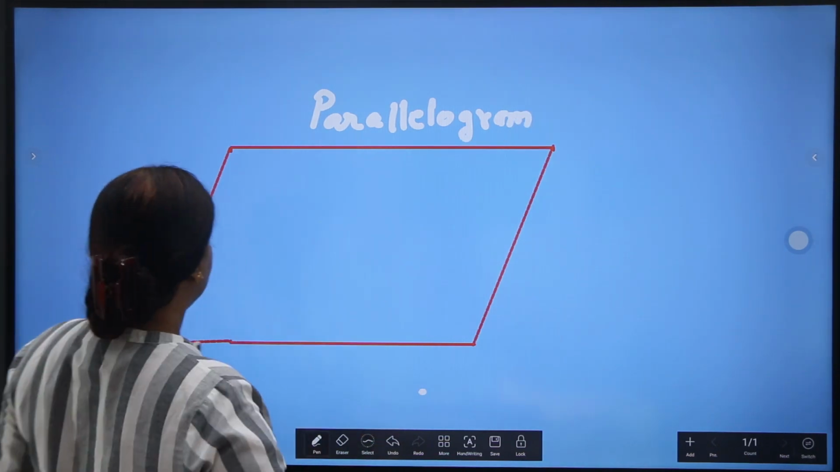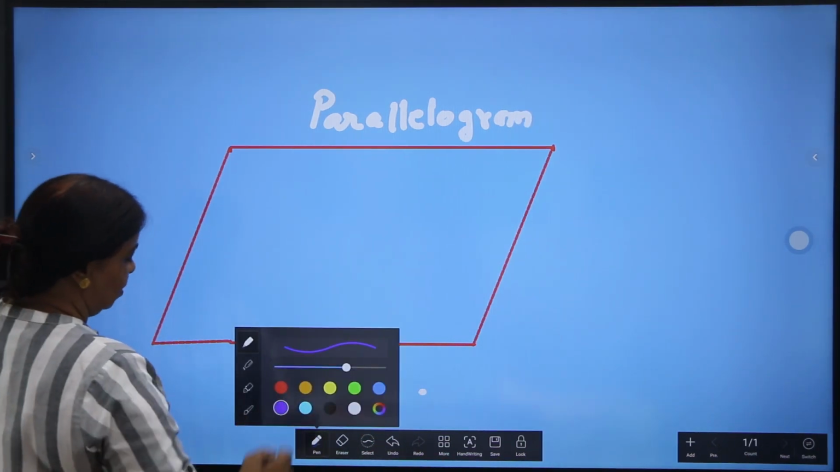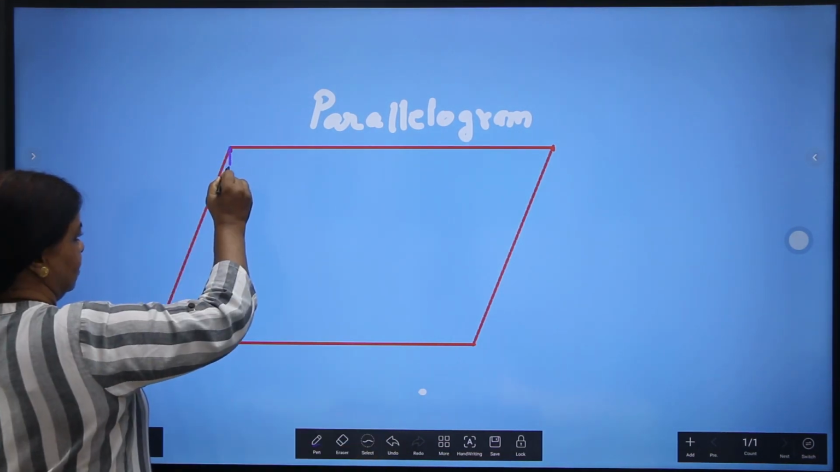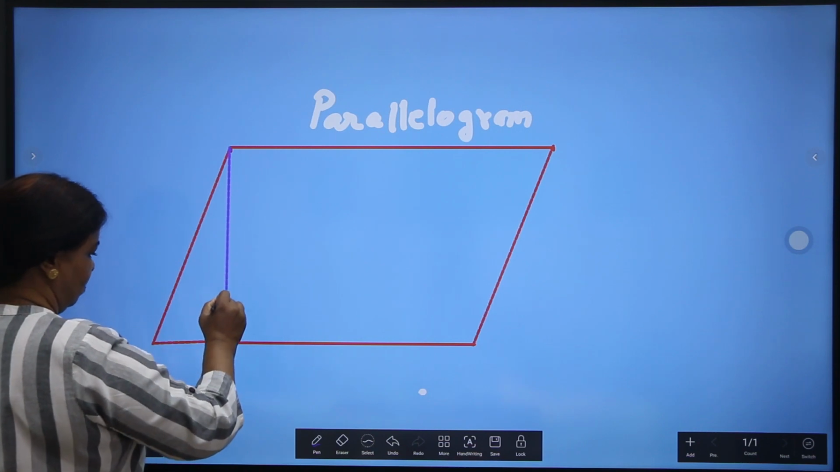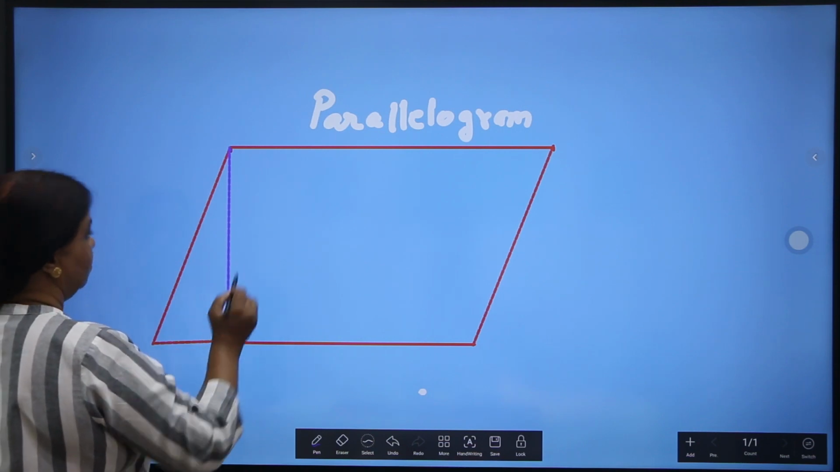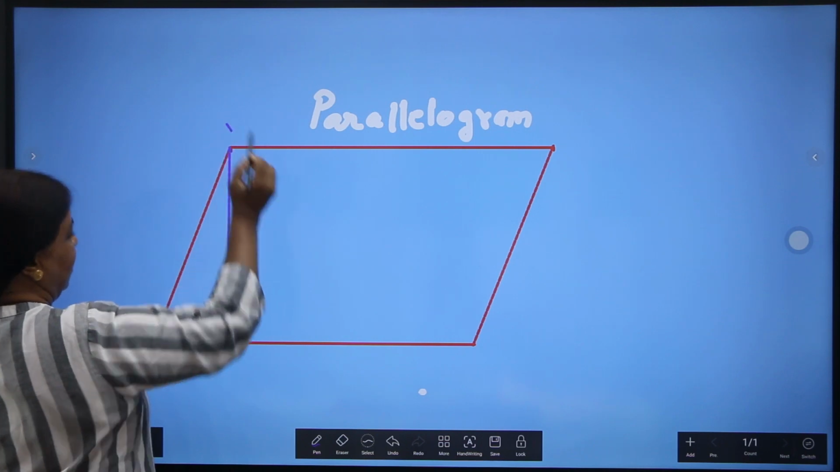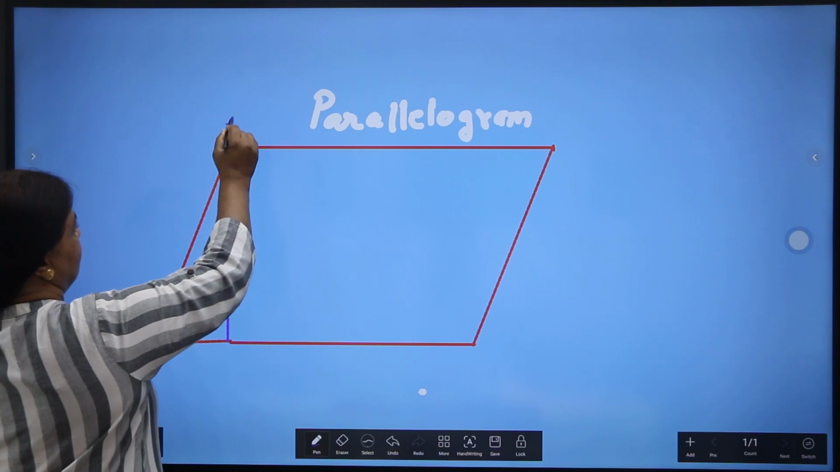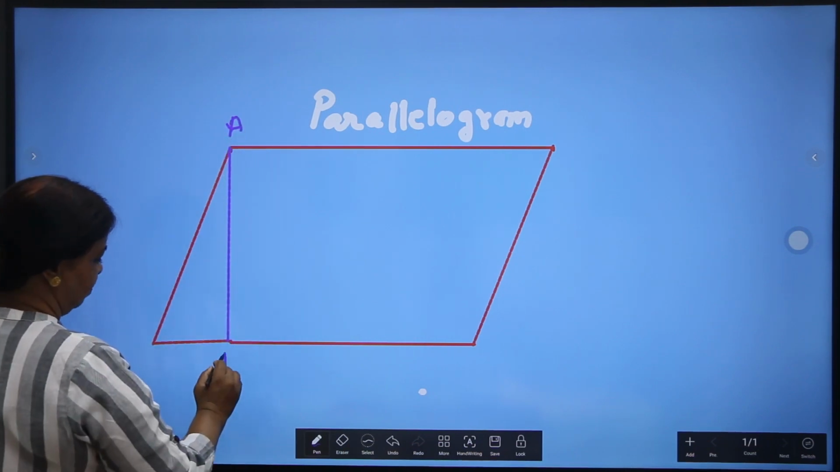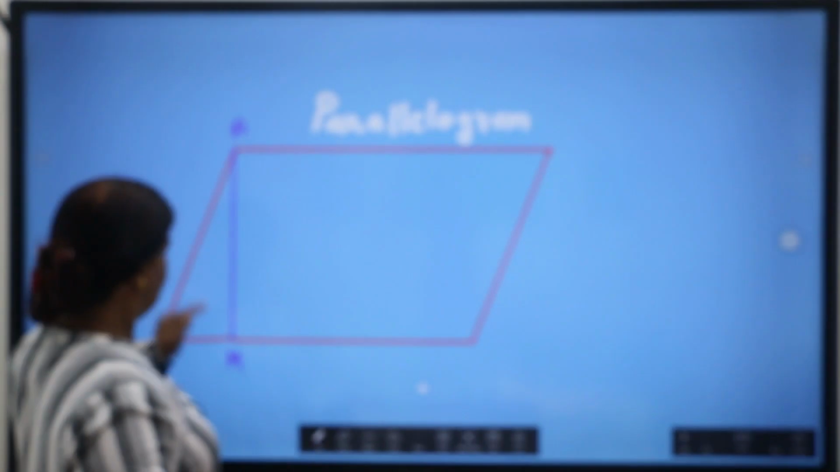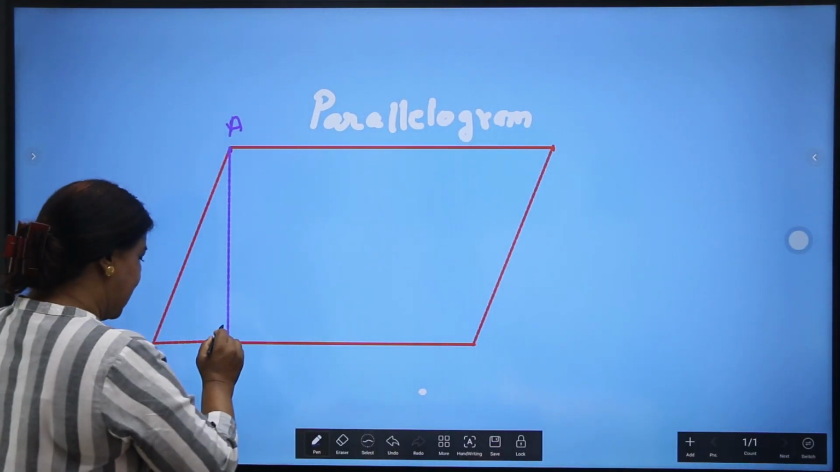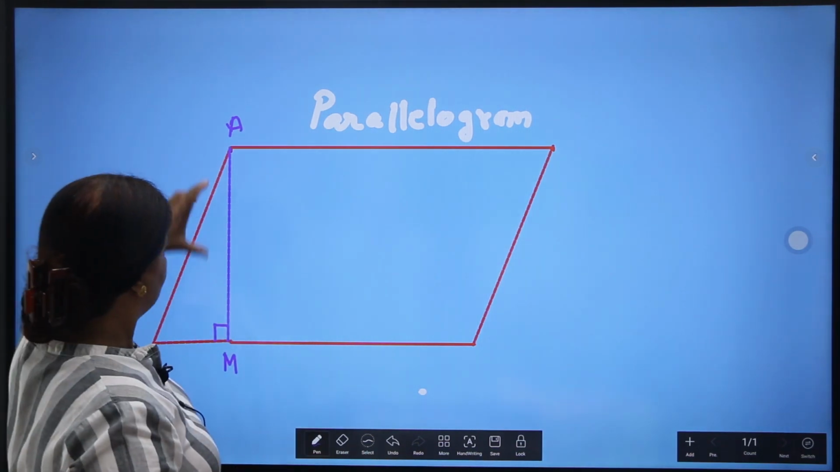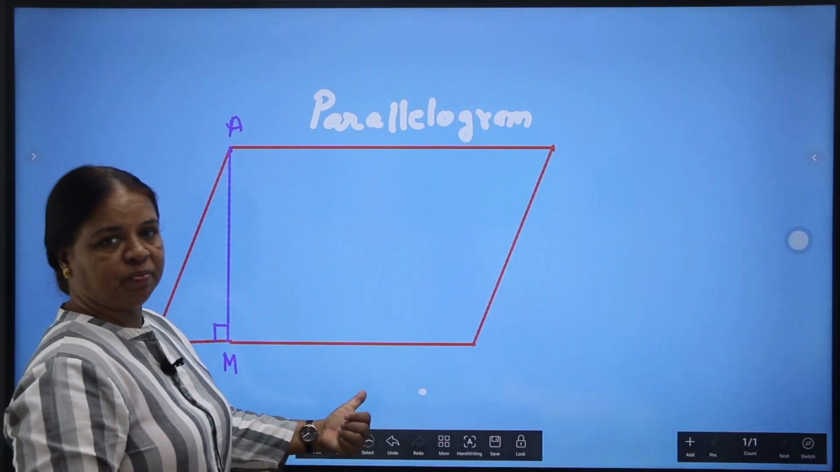Now what I am doing, I am drawing a perpendicular line from point A. This is point A, M. So from A, I have drawn a perpendicular line, AM. So AM is nothing but the height of this parallelogram.